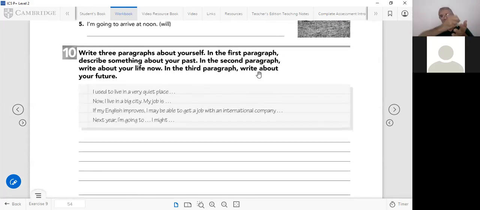Well, I'm not going to make you write here, but if you want to express your ideas, in number 10, the exercise is that you have to write three paragraphs about yourself. In the first paragraph, you describe something about your past. In the second paragraph, you describe your life nowadays, okay? In the third paragraph, you write down your future, okay?